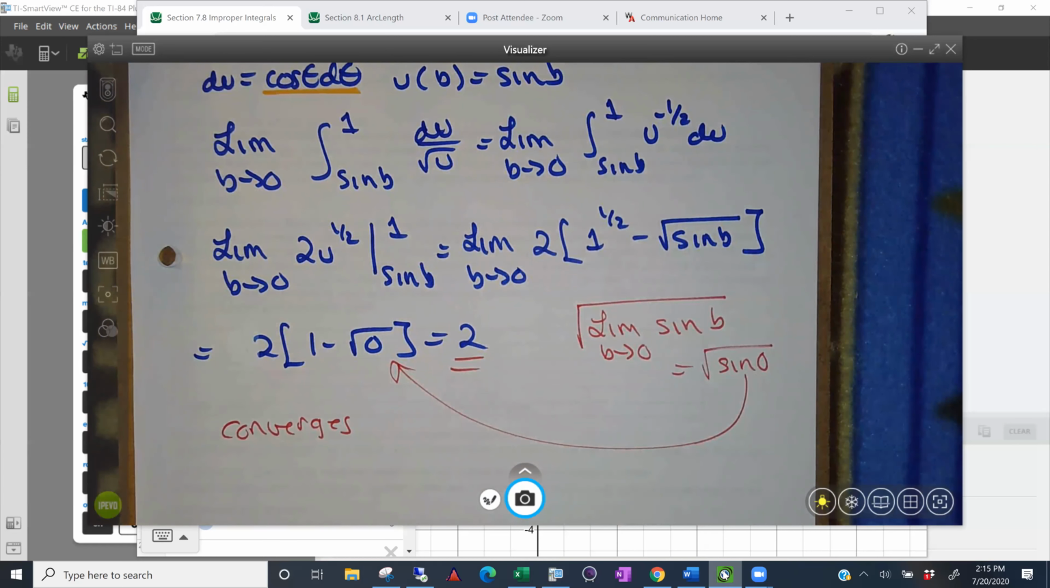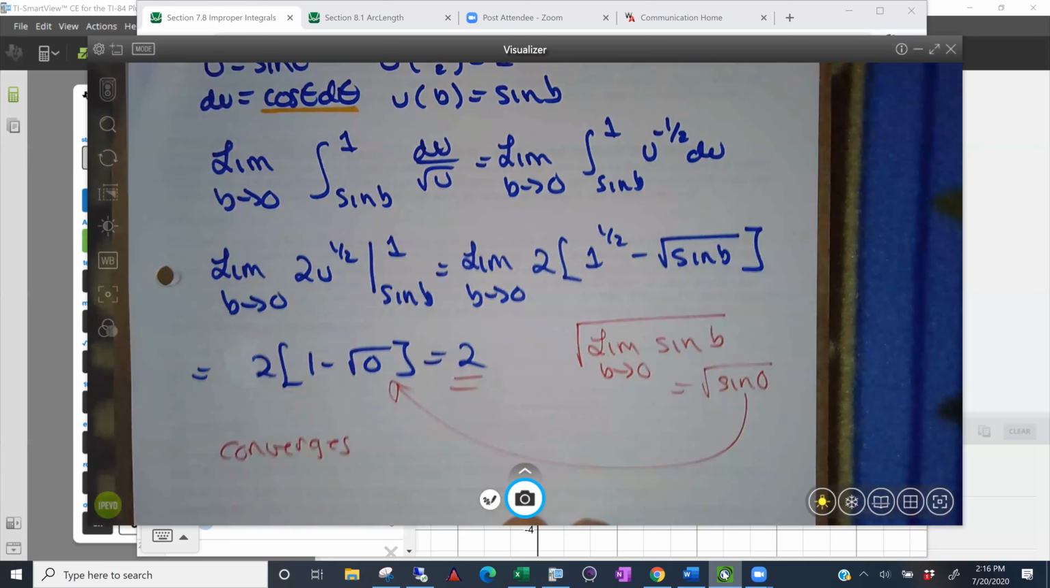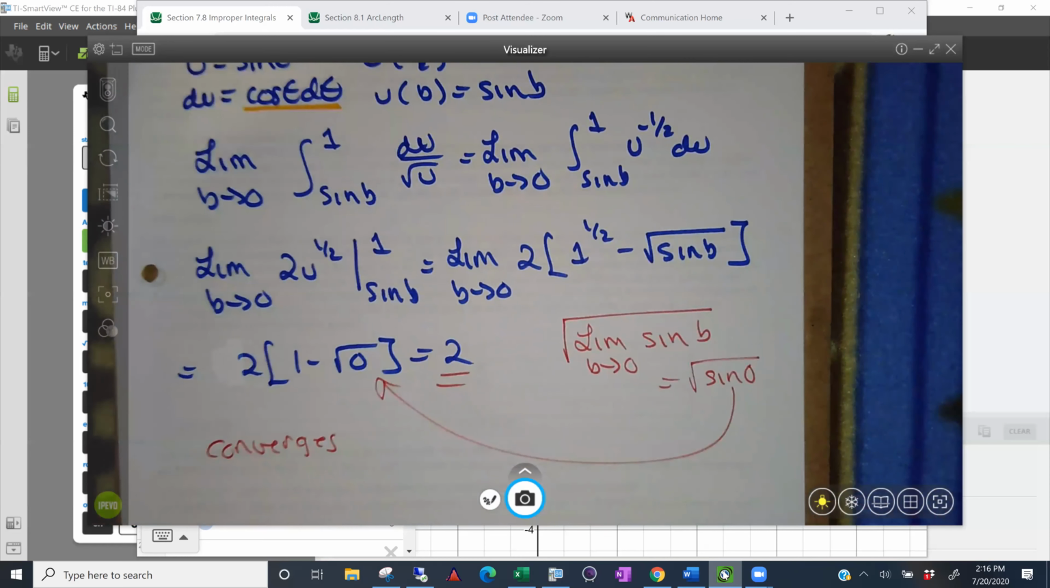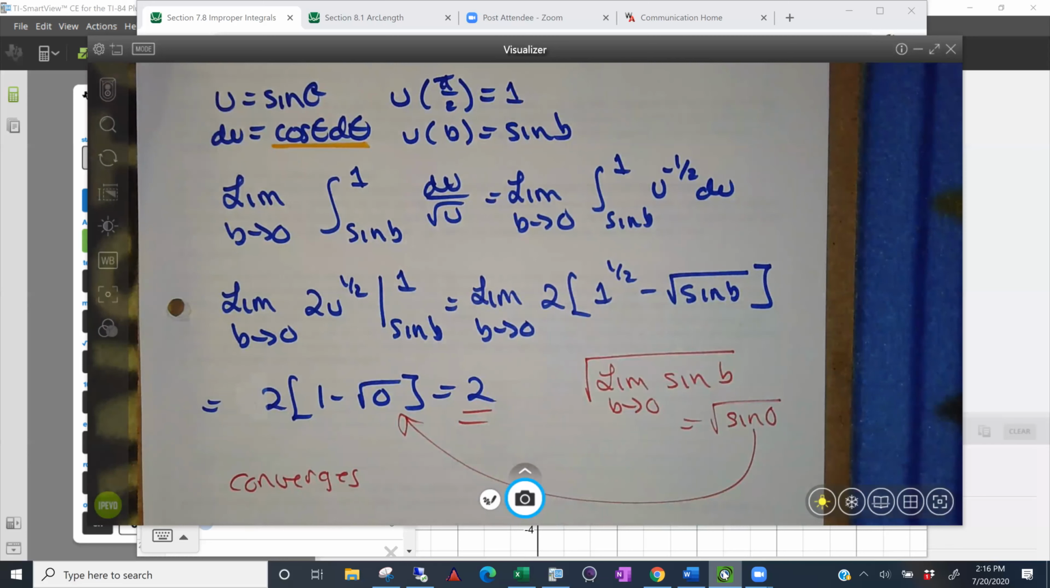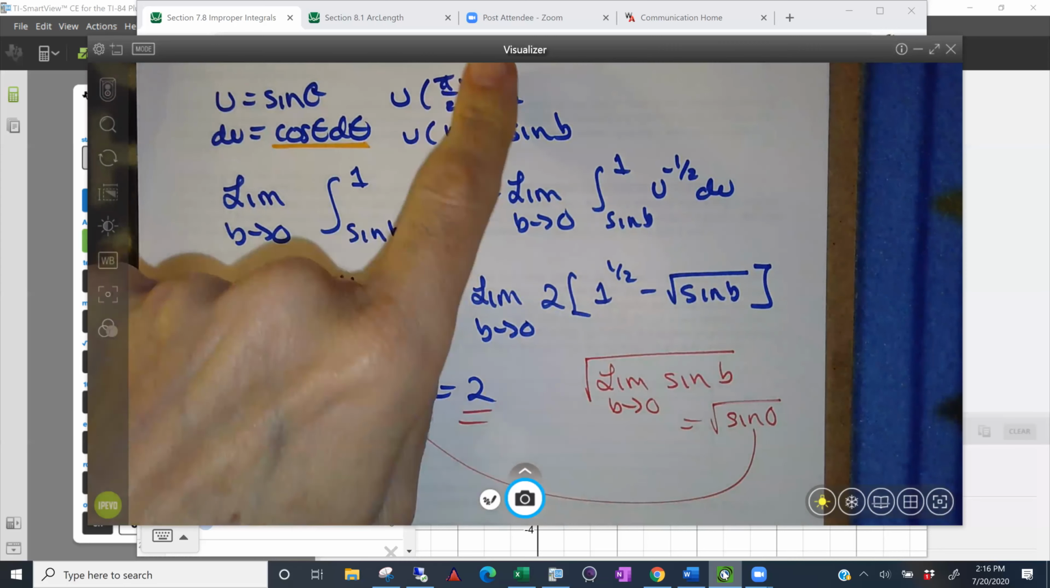Okay. Anything else on this one? I have a question. Yeah, please. I don't know if it's just the way we're doing the problems, but wouldn't the answer have been the same if you didn't even make the beginning 0 a b and then take the limit as b approaches 0? Or is that just the way we're doing the problems right now?